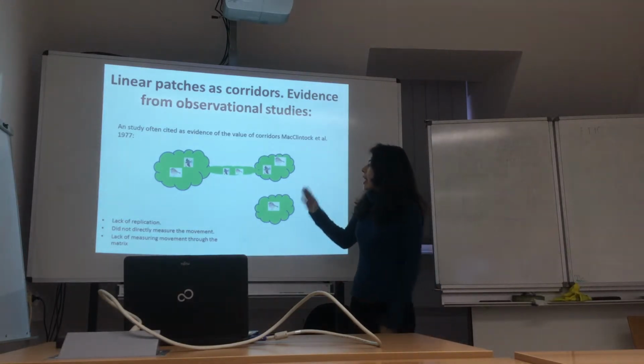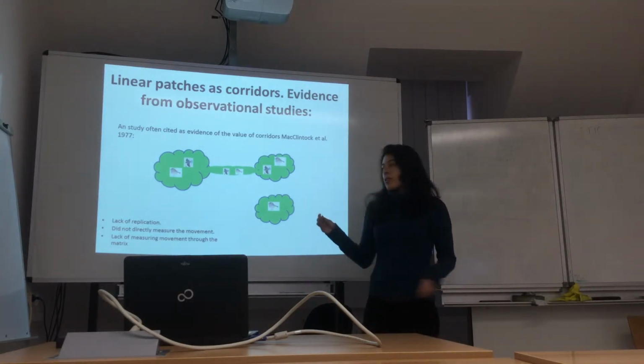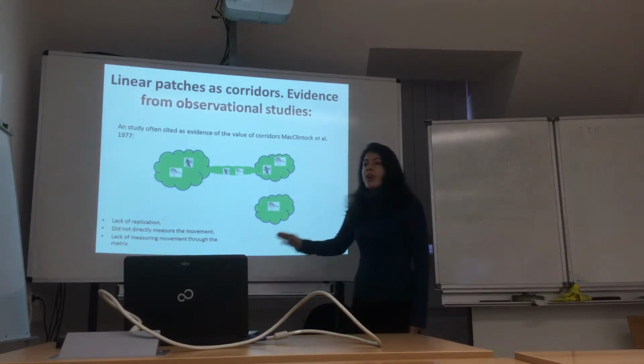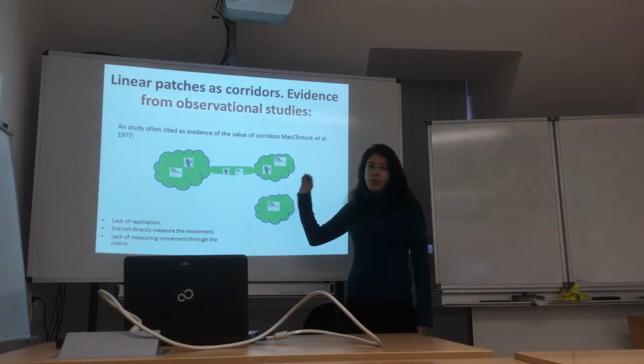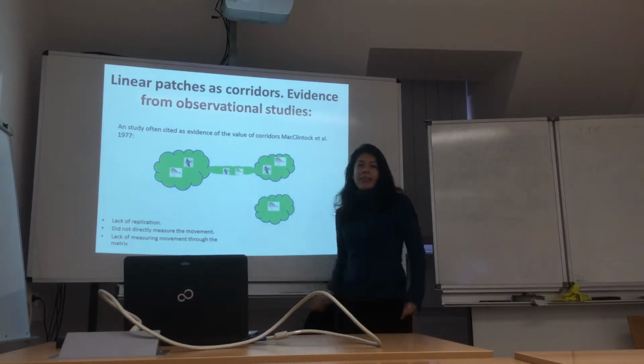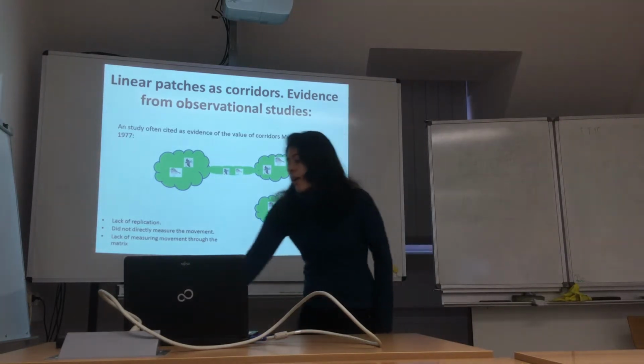And of course, even if some studies have measured the movement, they never measured the movement through the matrix. So even if you see animals going through a corridor, you don't know if they are using more of the rest of the environment unless you measure it.